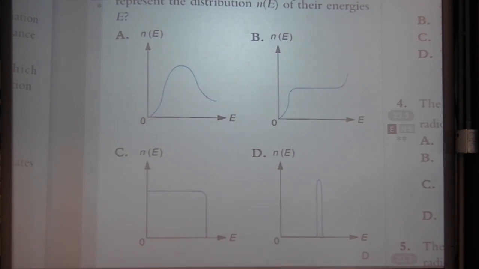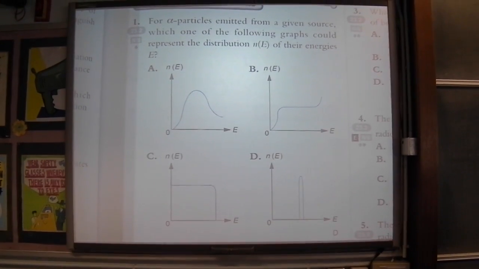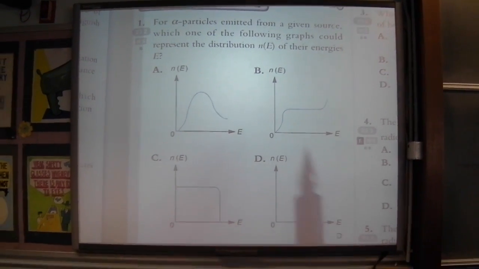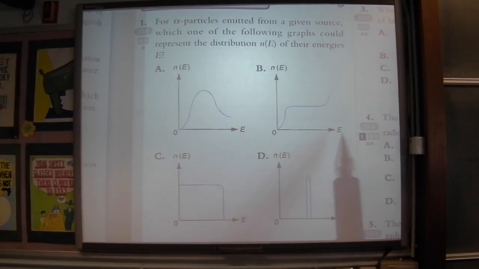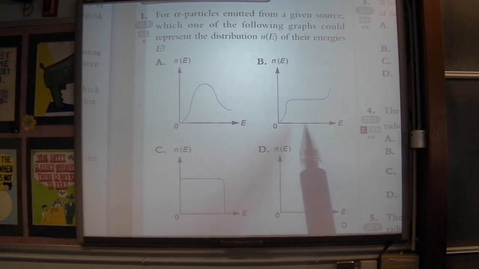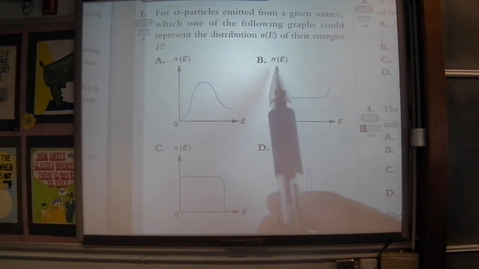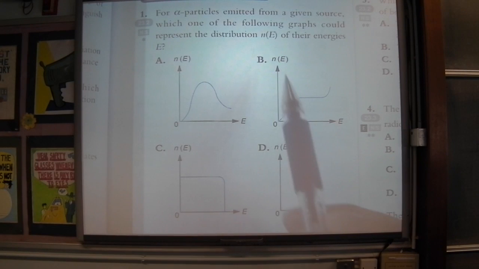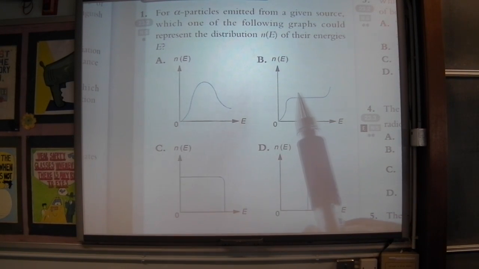For a given source, which one of the following graphs could represent the distribution of the energy E? Let's look at the graphs. The x-axis represents the amount of energy. Here I have zero energy and then more energy and more energy. And the axis N(E) means the number of particles corresponding to that particular energy.